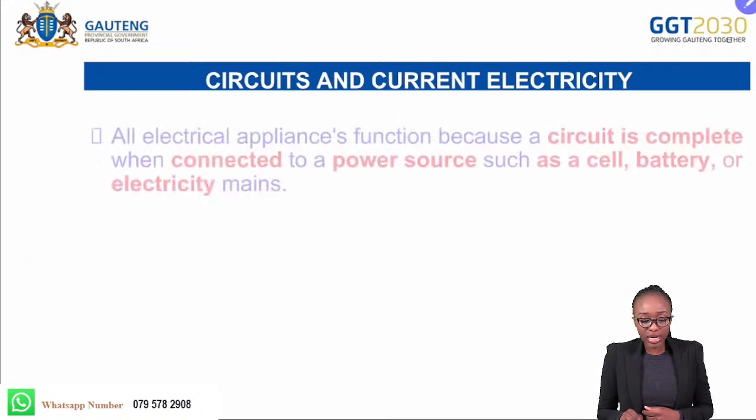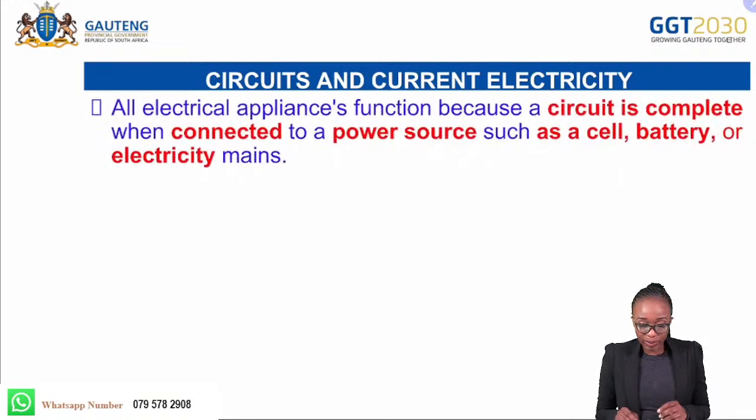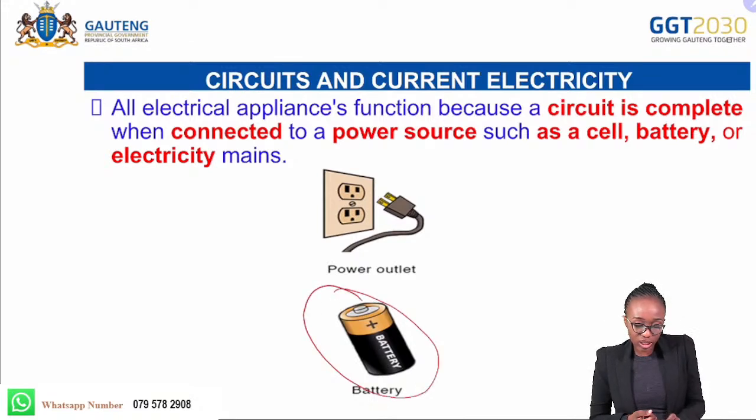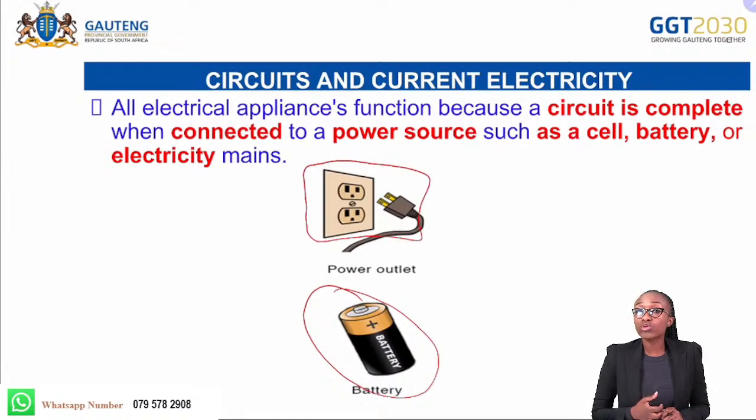Now, all electric appliances function because the circuit is complete. They function because the circuit is complete when connected to either a power source such as a cell, battery, or electric mains. Here I've got a battery, and then here I'm sure you've seen these around your homes, at schools, in different kinds of buildings. So that is a mains or a power outlet. It is a power source.